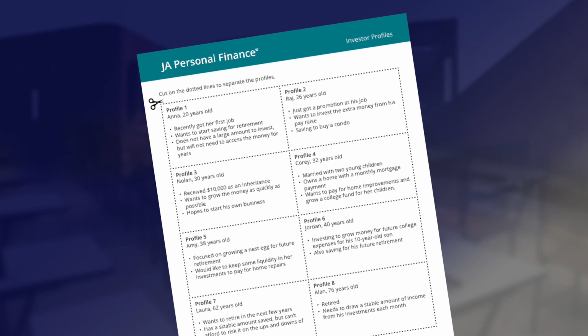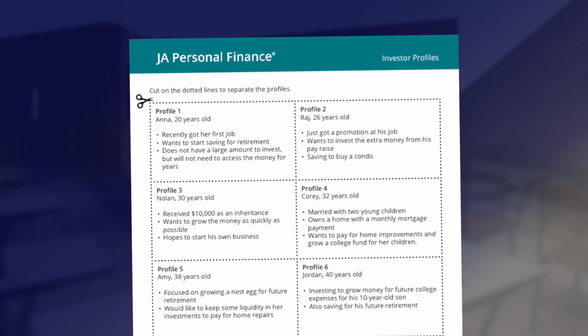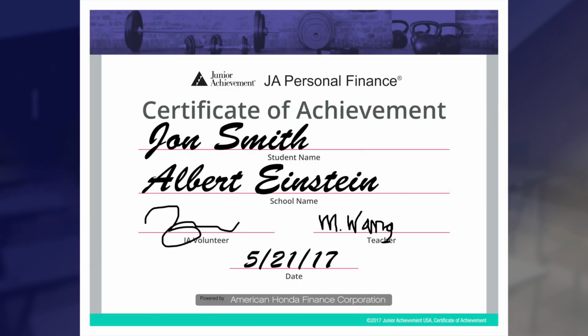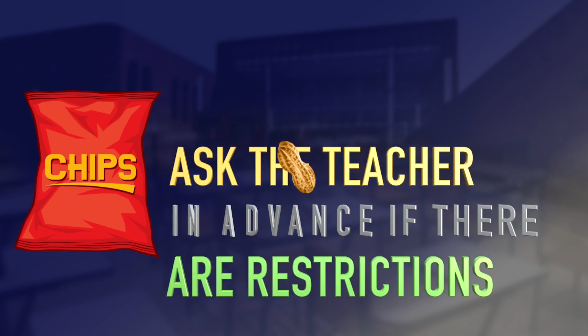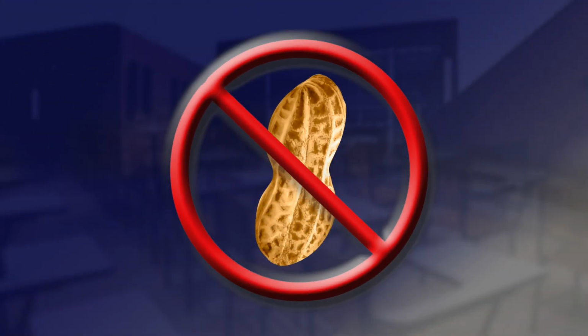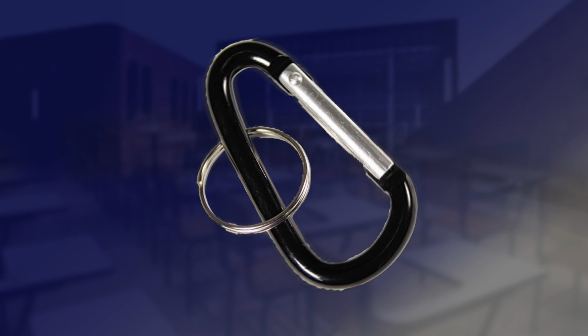Be sure to prepare the investor profile cards by cutting them along the dotted lines, and remember to bring the signed certificates for graduation. Because this is your final JA session, think about and plan how the session will end, including graduation. If you'd like to bring a treat in for the students, ask the teacher in advance if there are any restrictions. Remember that food treats should be peanut-free. Some volunteers like to share a small gift, but this is optional.